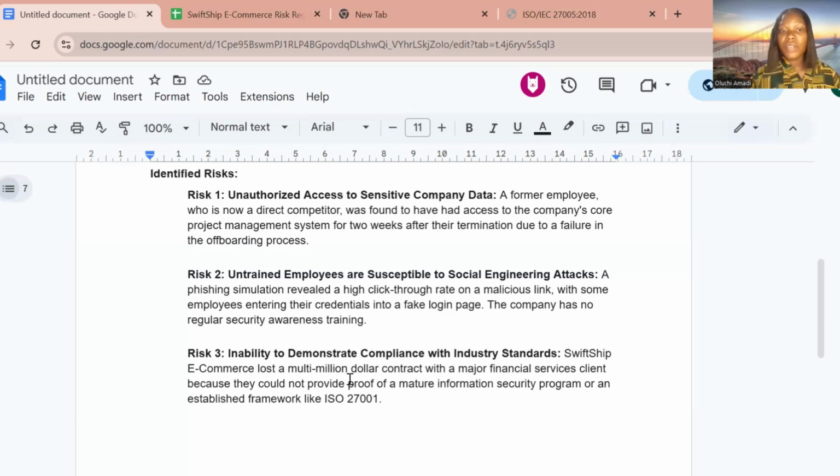And the third risk that they identify is inability to demonstrate compliance with industry standards. SwiftShop e-commerce lost a multi-million-dollar contract to a major financial service client because they could not provide proof of a mature information security program or an established framework like ISO 27001.